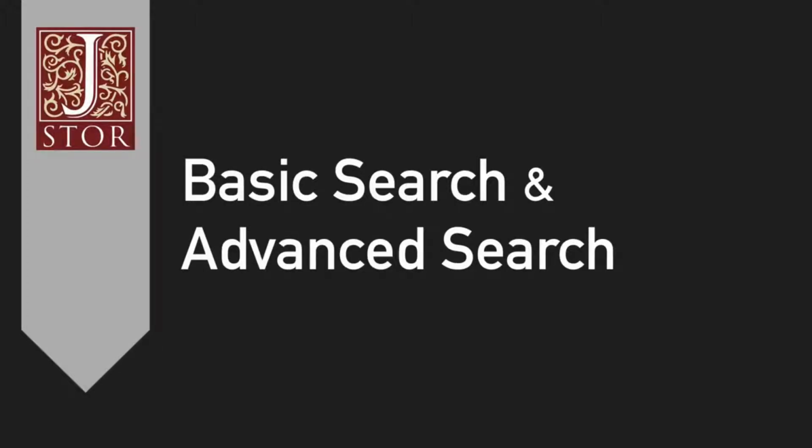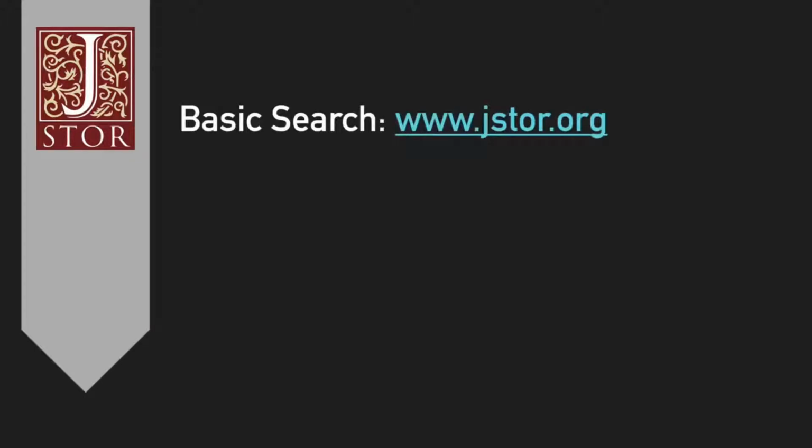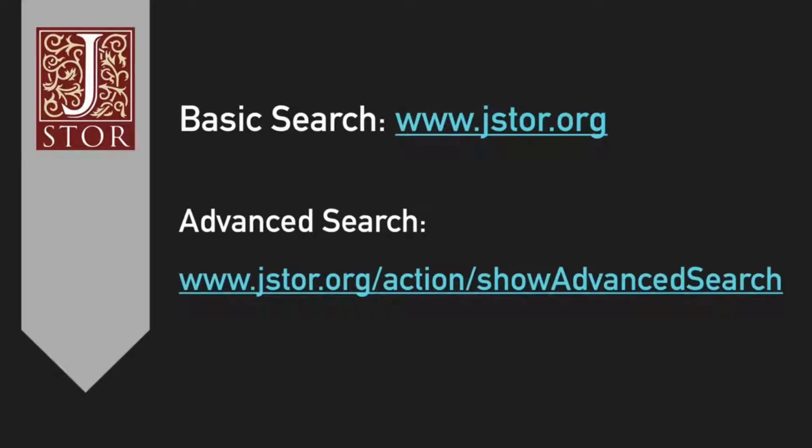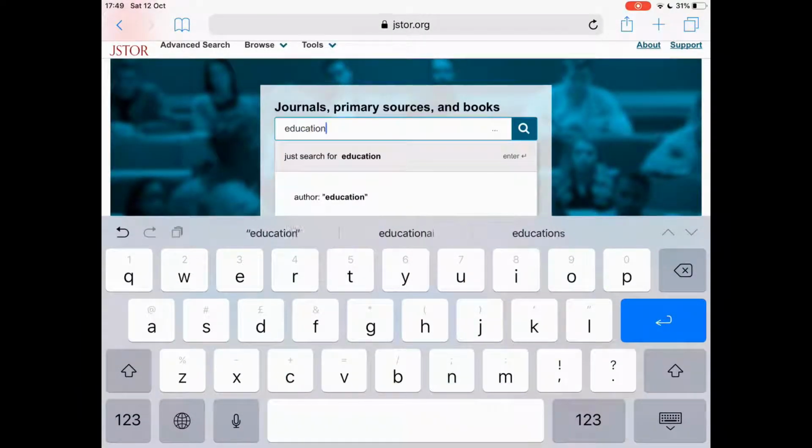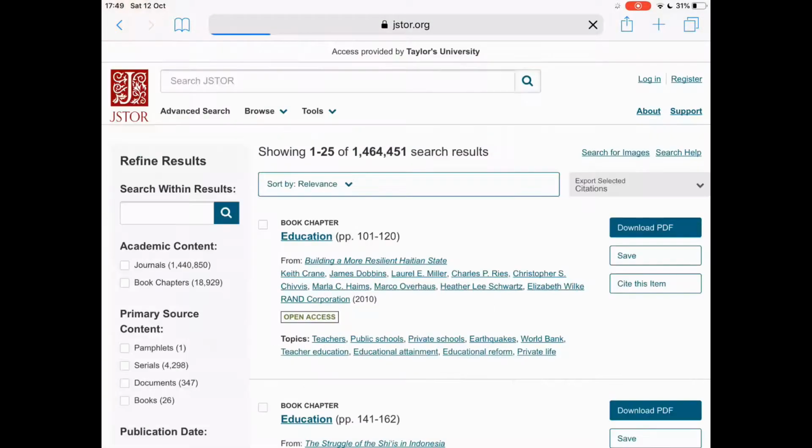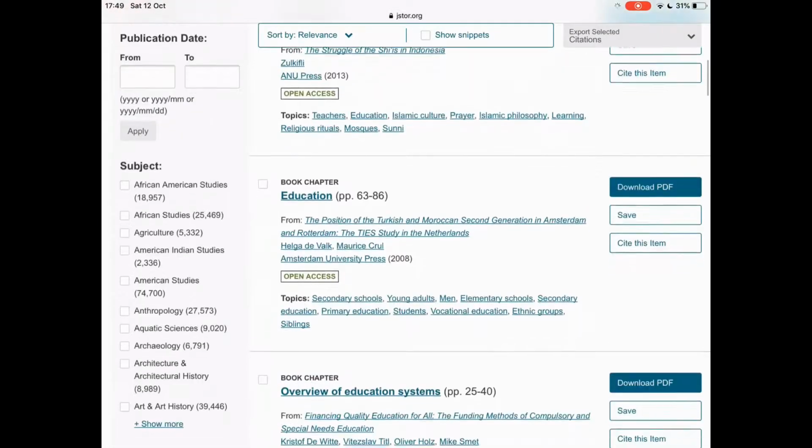In this section, we will guide you on how to make searches easier and more efficient. There are two search forms on jstor.org, a basic search on the main page at www.jstor.org and an advanced search at www.jstor.org/action/show-advanced-search. For basic search, just type in what you are looking for in the search box and click the magnifying glass button or click Enter to start your search.